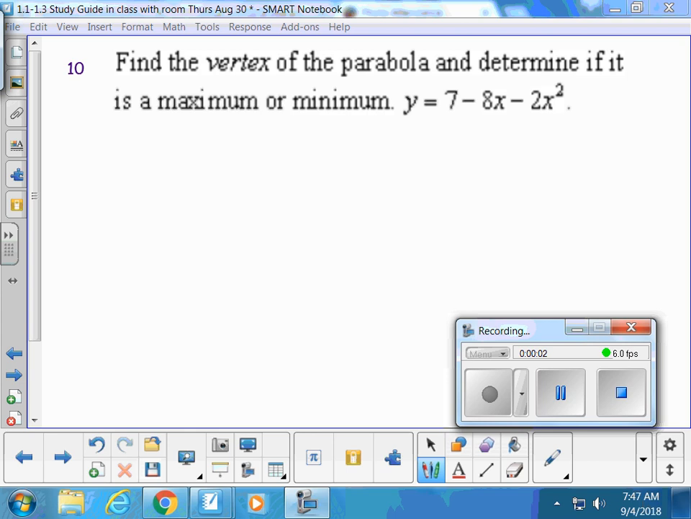What's up, math scholars? This will be a short video today. We have to talk about number 10 and 11 on the study guide because we have our first quiz tomorrow.